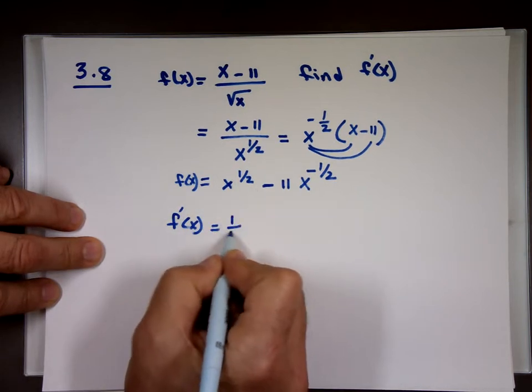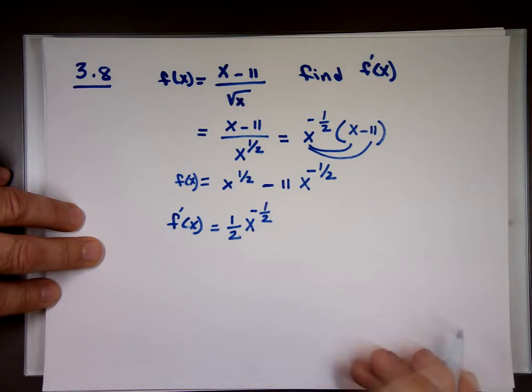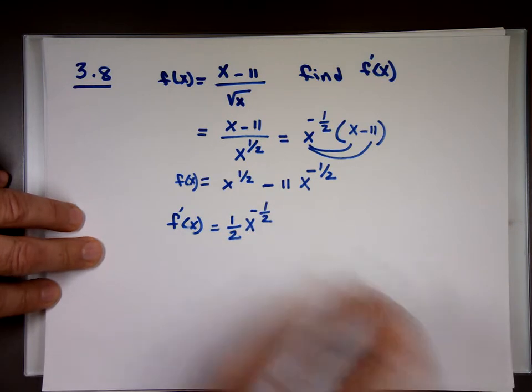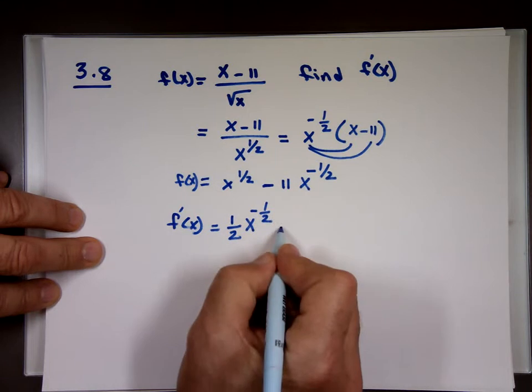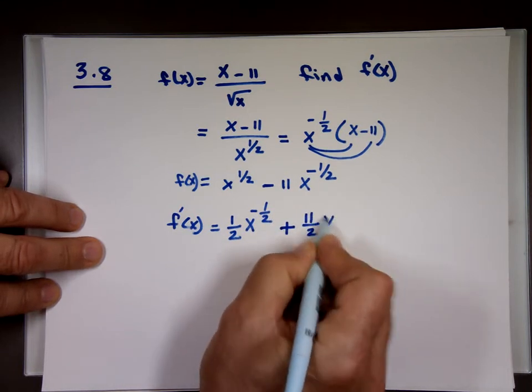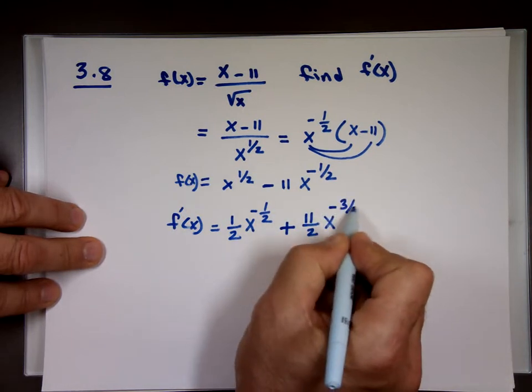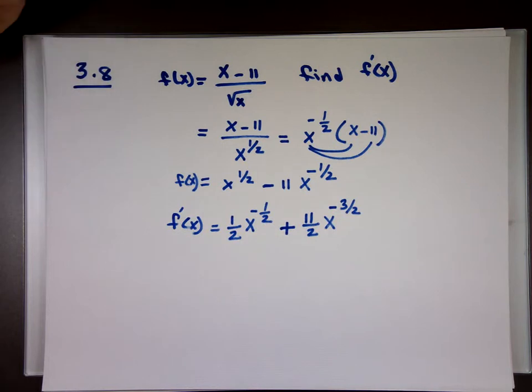1/2 x to what power? Negative 1/2, minus 11 times minus 1/2, that becomes a plus 11 over 2 x to what power? Subtract 1 from that power? Negative 3/2. It'll accept that, but it does go a step further. I'm going to go further, actually, because even if they like it like this, I'm going to simplify it. I'm like the book. I like to simplify things.